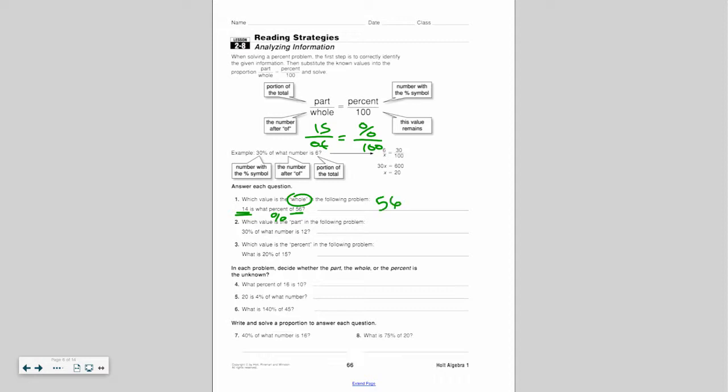Which value is the part here? The part is the is. Okay, so 30% of what number is 12? The is 12. That means it's the part. And the percent is always the easiest to find. It's the number with the percent, so that's the 20.